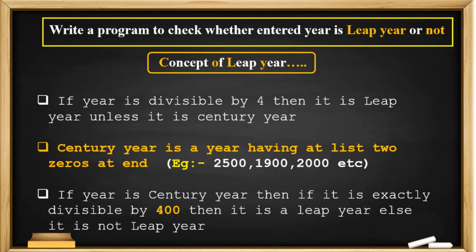In case a year is a centurieth year, then if it is exactly divisible by 400, then and only then can we conclude that it is a leap year. Else, we can conclude it is not a leap year.